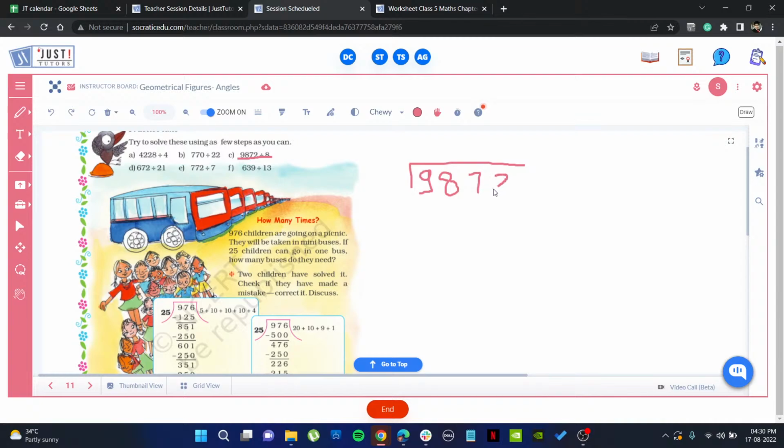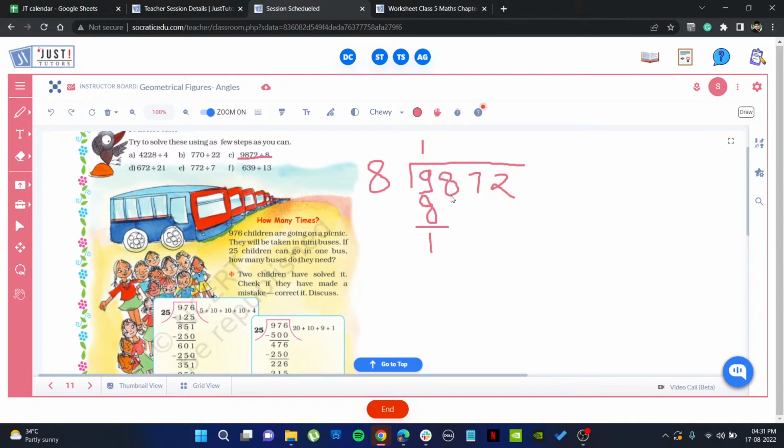9872 divided by 8. So 8 times 1 gives us, we will start with this 9. So we times 8 by 1. 8 times 1 gives us 8. If we take away 8 from 9, we get 1.